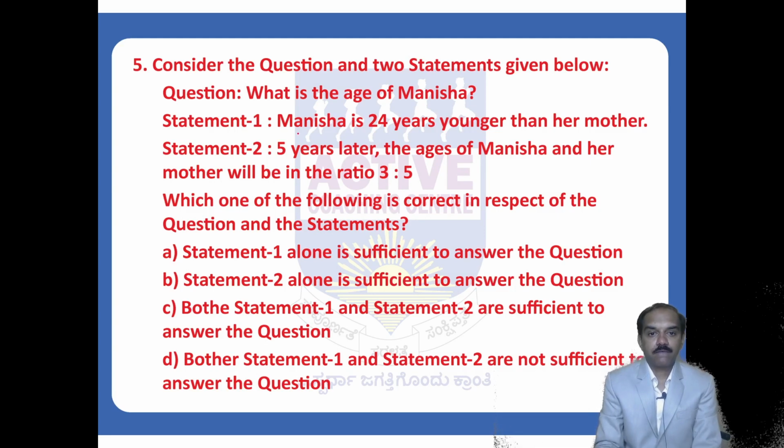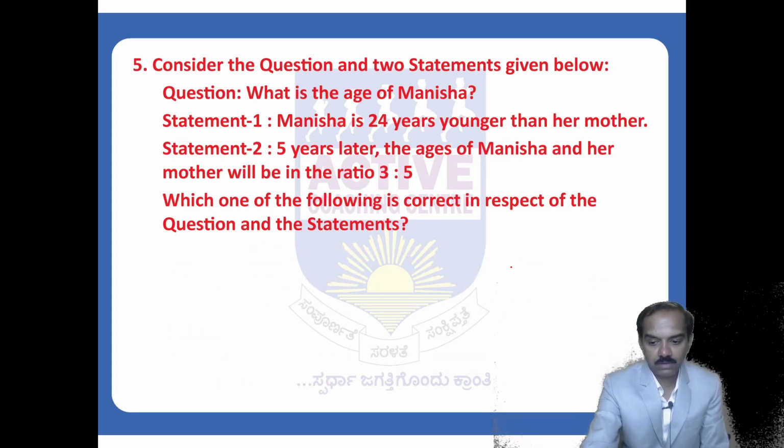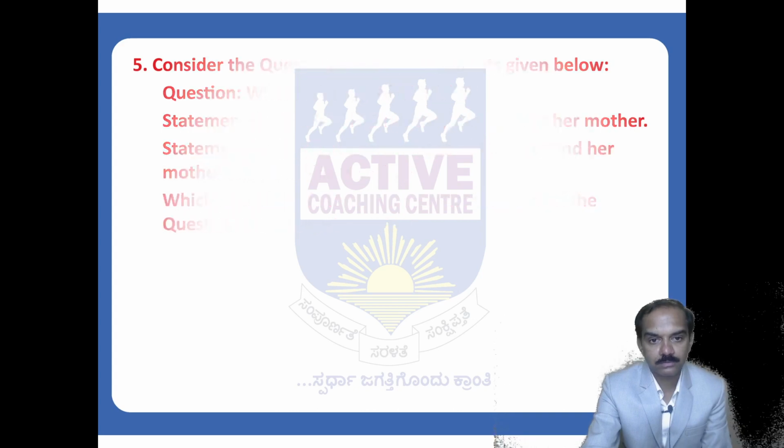See, if you use only the first statement, what happens? Manisha is 24 years younger than her mother. But do you know the age of her mother? No. That's the reason you cannot make out the age of Manisha by using statement 1 alone. So statement 2 is also required. Therefore, you must go with the third option, that is both statement 1 and 2 are sufficient to answer the question. Here we will be in need of both.